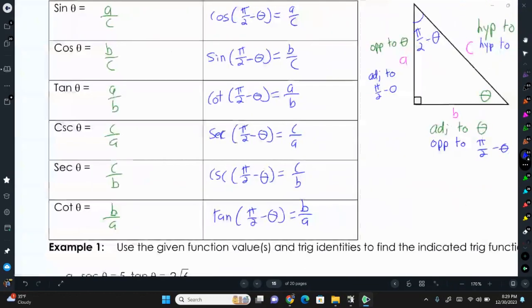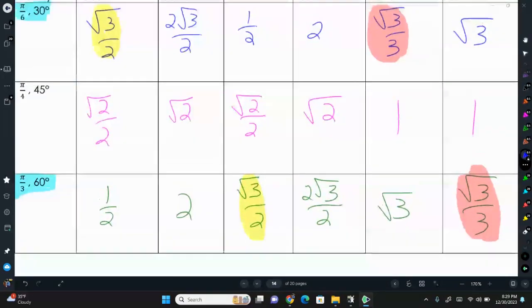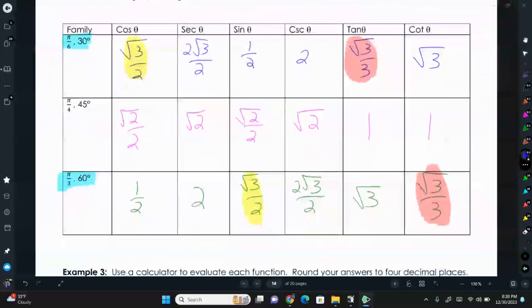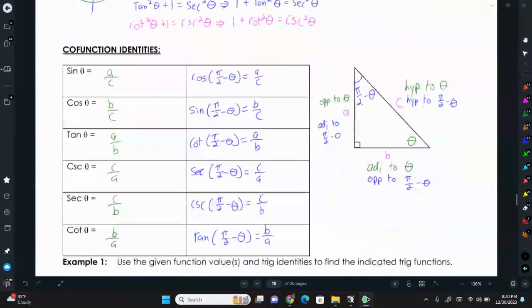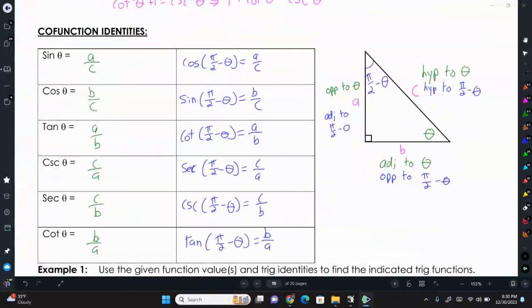And if we look back at what we did yesterday, we see that pattern with the pi over 6 and the pi over 3 family. Well, what does 30 and 60 add to? Oh, they add to 90. So we see that this pattern applies there as well. The cosine of 30 degrees is the same as the sine of 60 degrees. The tangent of 30 degrees is the same as the cotangent of 60 degrees. And that's true for any two angles that add up to 90. So no matter what, if the two angles add up to 90, this relationship is true.